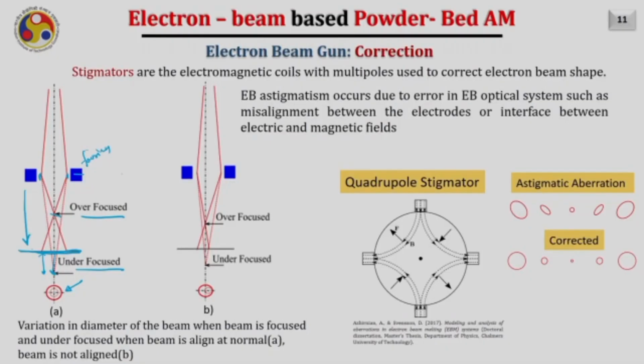But it may happen that there is not a proper alignment between the cathode and anode itself. As a result, you may have some larger density of electrons on one side and lesser density of electrons on another side. In that case, your beam which is getting focused at a particular point, if you take any cross section, may not have a circular cross section.